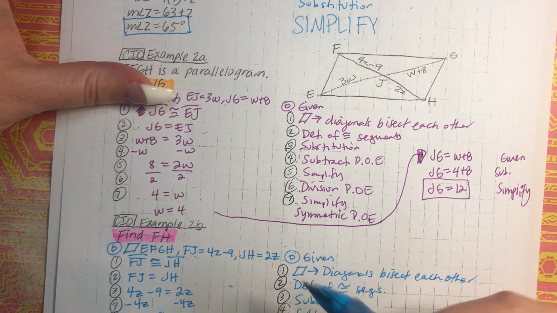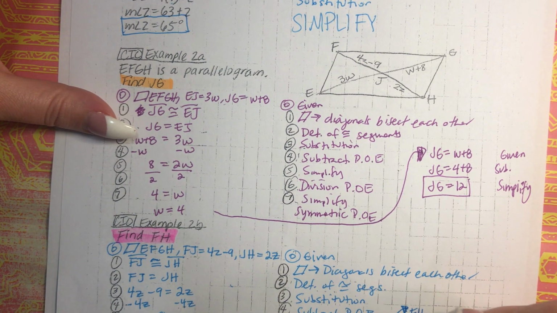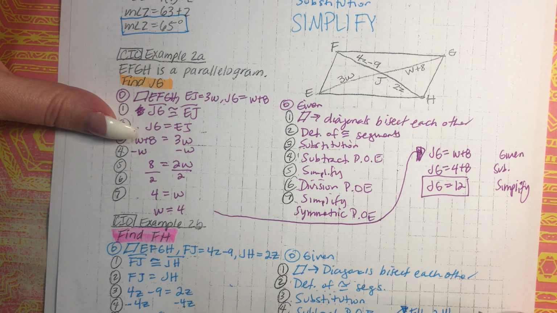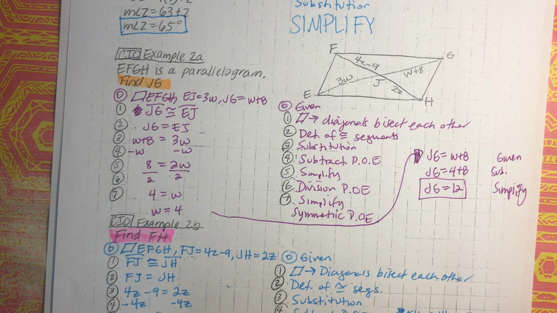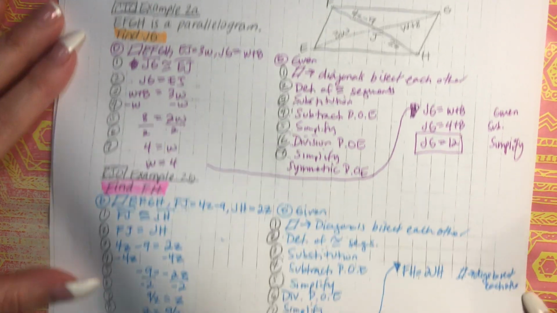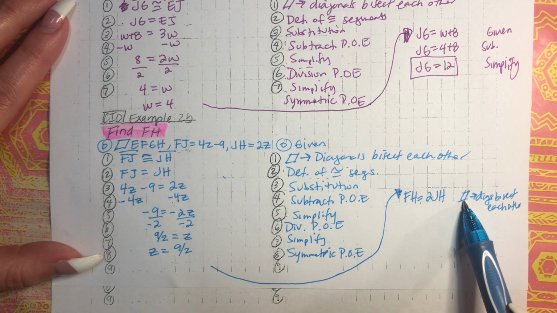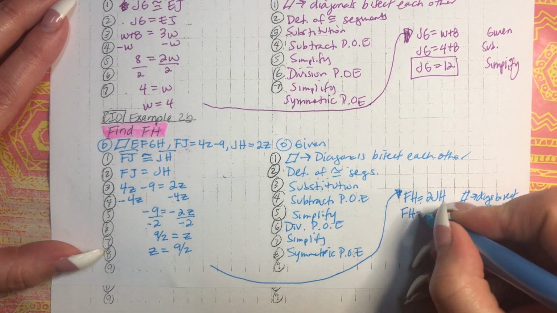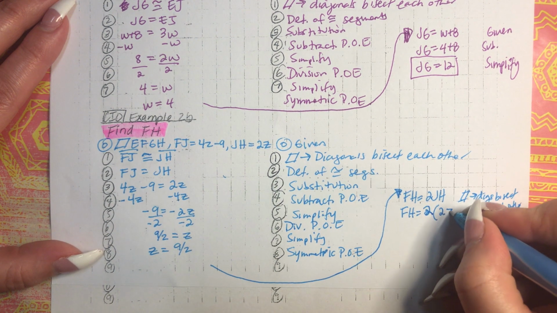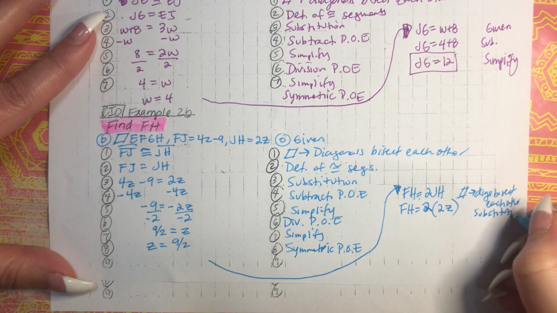So I'm going to take this and go right over here. And I am going to say that FH is equal to 2JH. And that's because if it's a parallelogram, then the diagonals bisect each other, right? I'm going to substitute in what JH is, right? Oh, could you even see that? My bad. So I wrote this, FH equals 2JH, because if it's a parallelogram, the diagonals bisect each other. Then I'm going to substitute JH in, so JH is 2Z. So 2 times 2Z, okay? That's just substitution. And then I can simplify that, right?